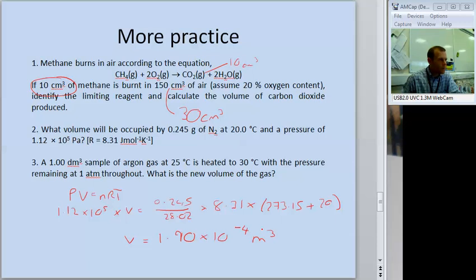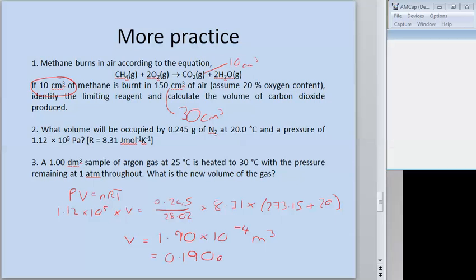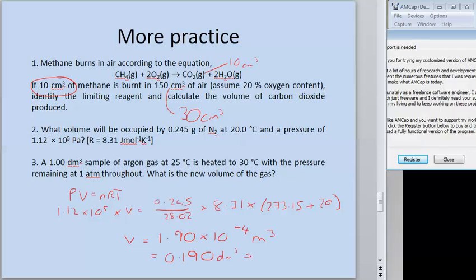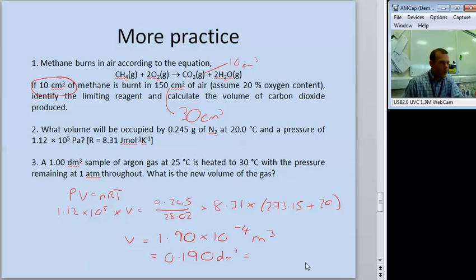meters cubed. So if we look, we're working with pascals, which means my answer is going to be in meters cubed. So if I multiply that by 1000, I get decimeters cubed, and I can also multiply that by another 1000 to get it into centimeters cubed. I prefer working in that, which means I have 190 centimeters cubed.